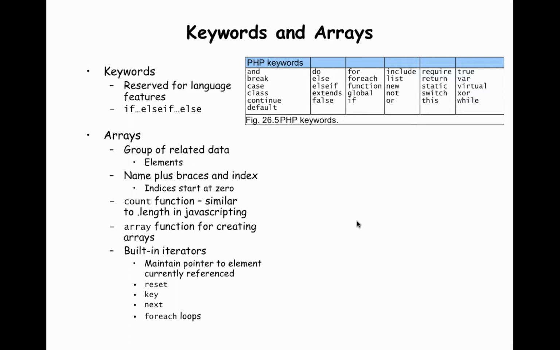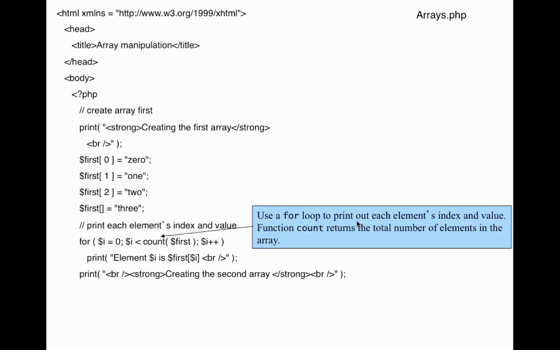Now arrays, and we've discussed arrays before in the context of JavaScript. These are groups of related data elements. So you have a name, and then you have brackets, and you have an index, and the index could begin at 0. Now use the count function in PHP, and that is similar to the .length that we used in JavaScript to refer to the size of the array. And there is something called foreach loops and reset and key and next. So I'm just going to dive right into a bunch of examples to explain to you how arrays work in the case of PHP.